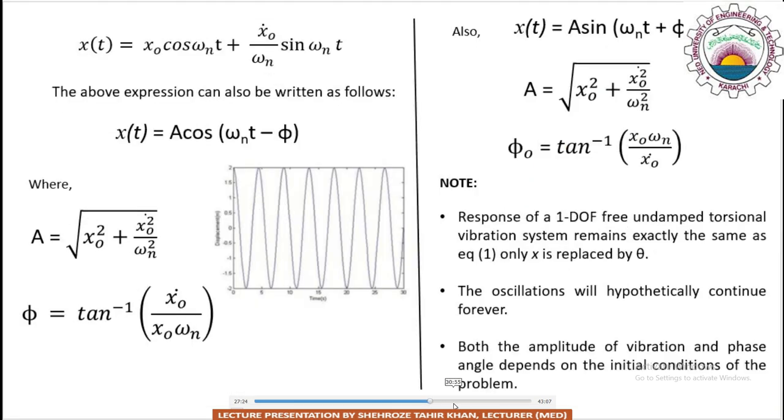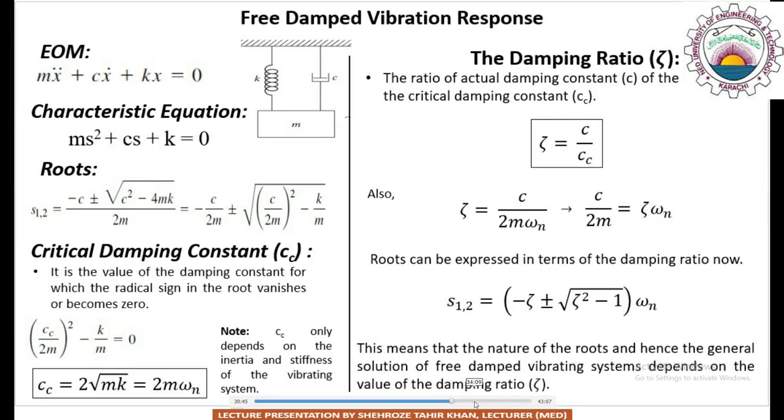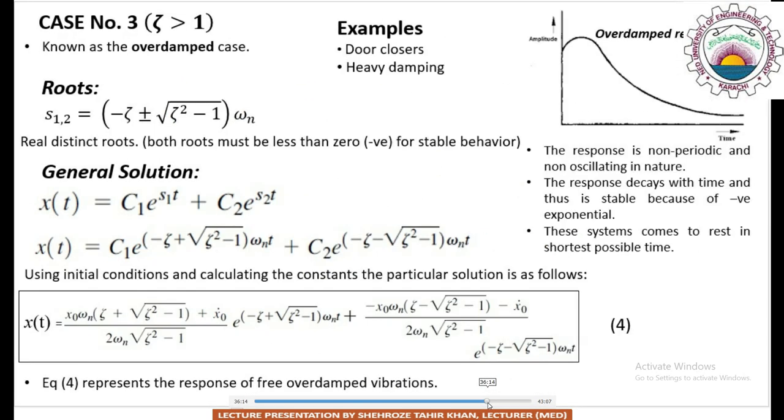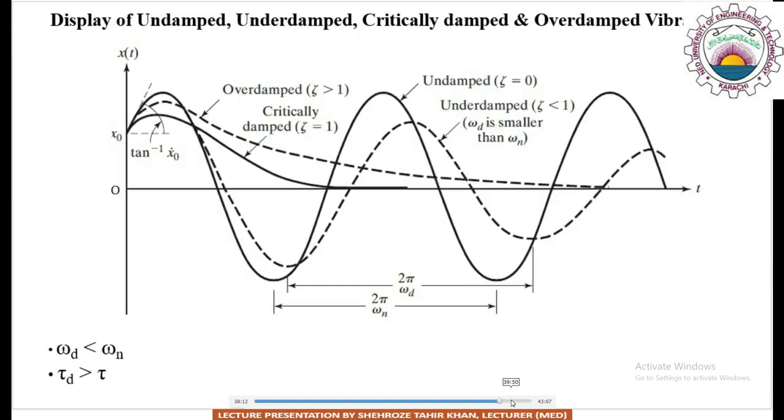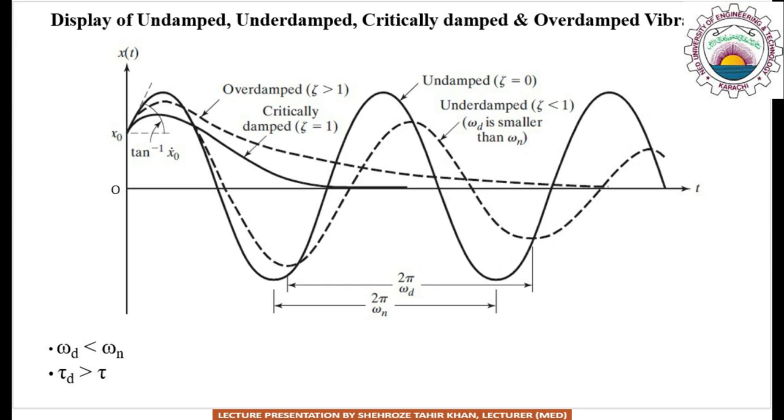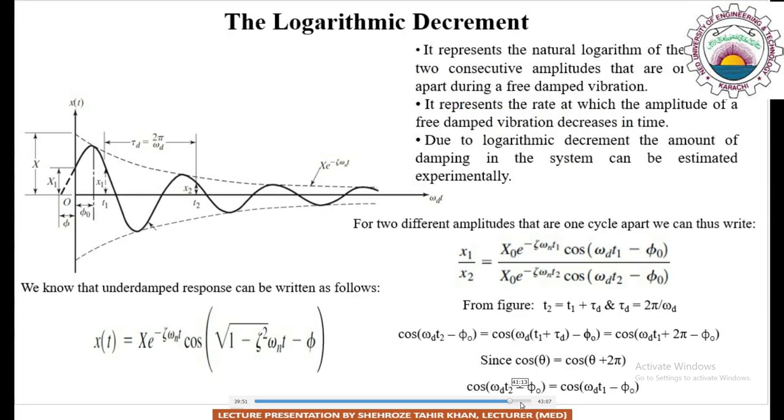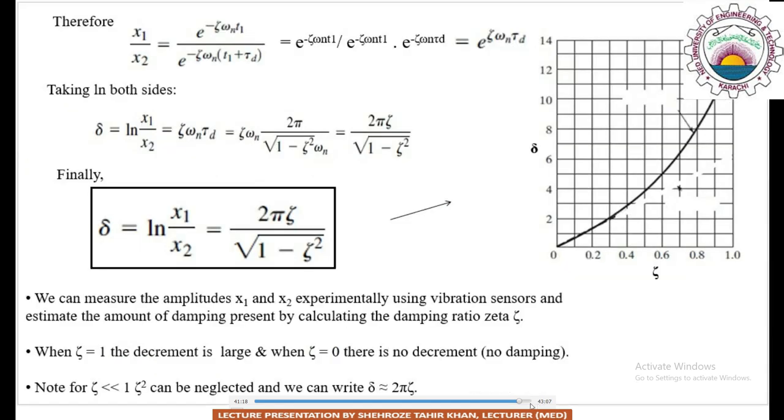Then we discussed the concept of damping ratio zeta and critical damping constant. We also discussed how the value of zeta, the damping ratio, affects the performance or response of a practical free damped vibration system. Then we discussed the concept of logarithmic decrement, how it is practically related to physical vibration analysis, and how we can use the data from vibration sensors to determine the damping ratio of a free damped system.